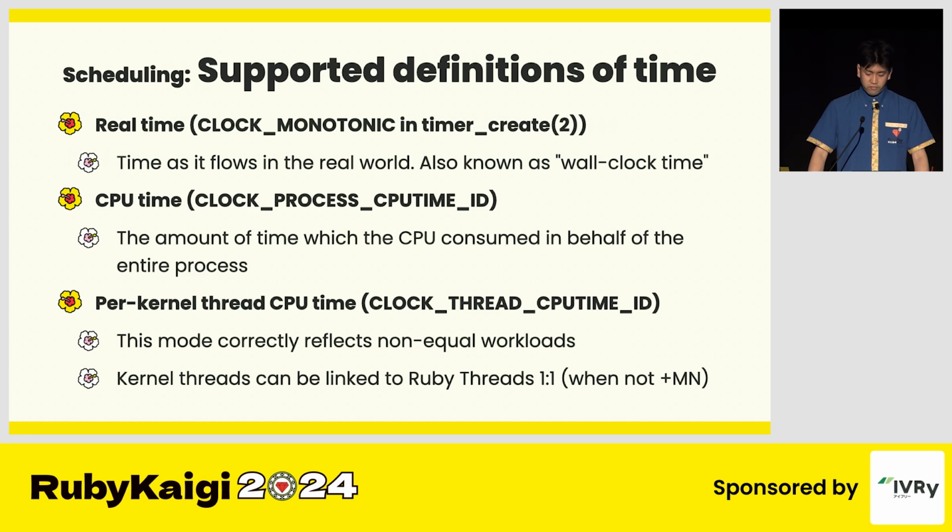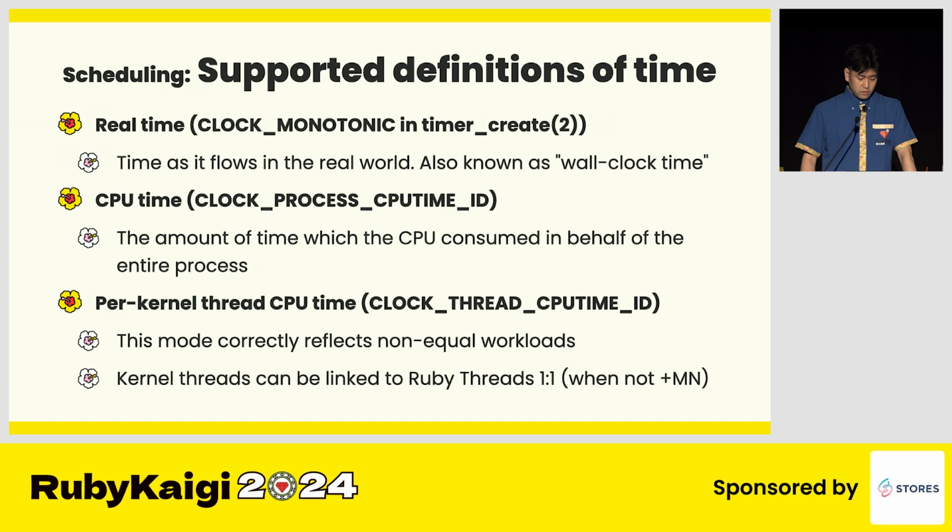Now, a scheduler for a good profiler should support multiple definitions of time. The simplest one is real time, which is time as we know it, as it flows in the real world. This is also known as wall clock time. Another one is CPU time. This is the amount of time which the CPU consumed on behalf of the entire process. And so this excludes time during I/O. So if you're waiting for a SQL execution, a network, the hard drive, it doesn't count toward the CPU time. And the most interesting one is per kernel thread CPU time.